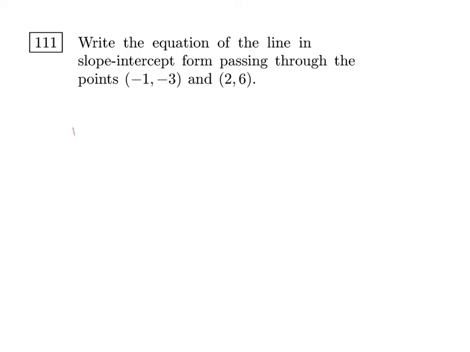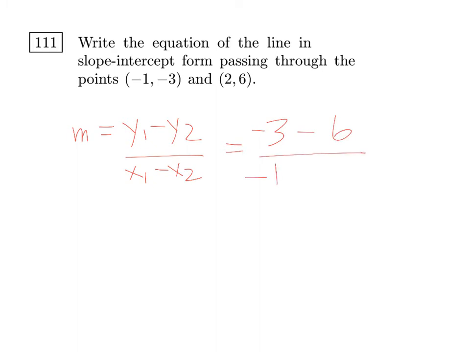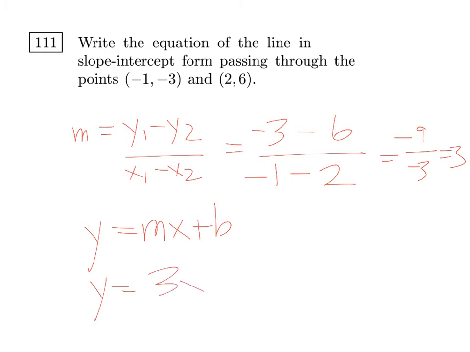Write the equation of the line in slope-intercept form passing through the points. Okay. So first thing I have to do is use the slope formula. And I have y1, which is -3, minus y2, which is 6. I have x1, which is -1, minus x2, which is 2. So I have -9 over -3, which is 3. All right, so now I have my equation for a line, y equals mx plus b. Y is equal to 3x plus b.